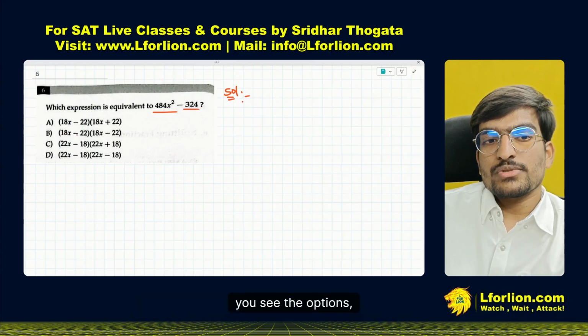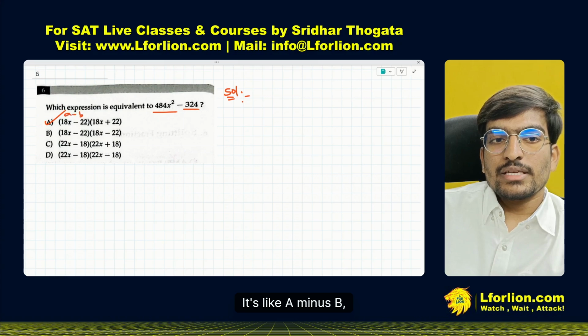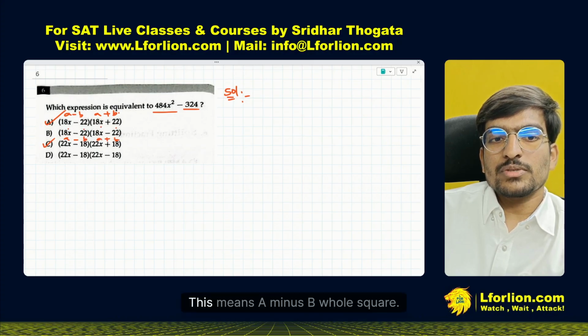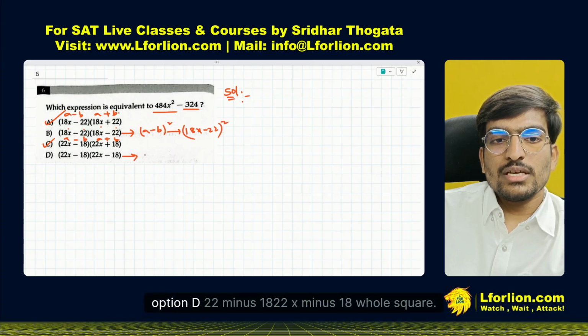And you see the options. Option A is 18x minus 22, 18x plus 22. It's like A minus B, A plus B. Even option C is the same kind of A minus B, A plus B. And this one is A minus B, A minus B. This means A minus B whole square. It's actually 18x minus 22 whole square. Option D, 22x minus 18 whole square.